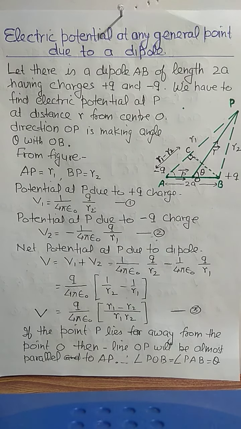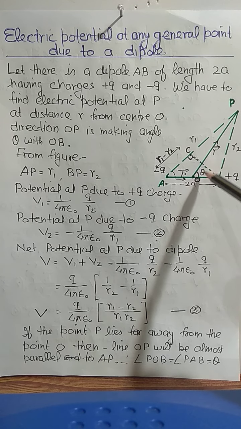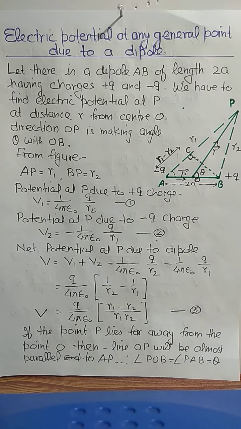This is a dipole AB having charges plus q and minus q. This is the midpoint, distance 2a. From the midpoint, at distance r, there is a point P. The line joining O and P is making angle theta with the dipole moment. We have to find the potential at point P due to this dipole AB.